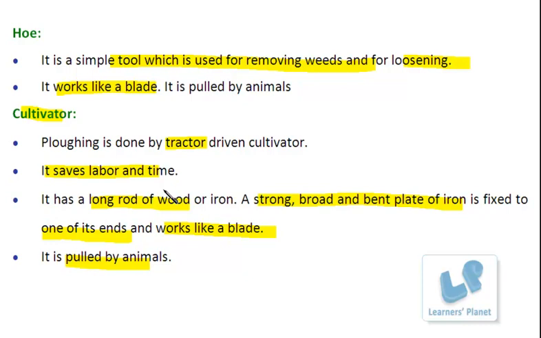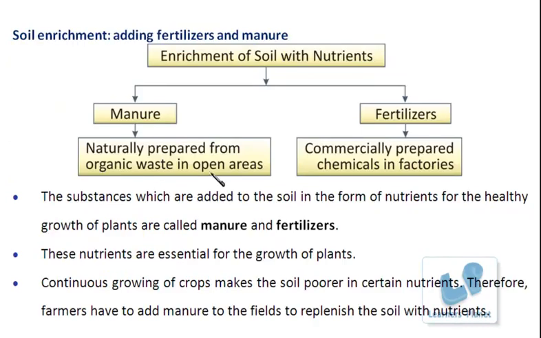Now, generally it is observed that at this step itself, sometimes manure or fertilizers are added, so that they get mixed with the soil uniformly, and they enrich the soil with the extra nutrients which are essentially required for the growth of the plants. You know what exactly these manures and fertilizers are?